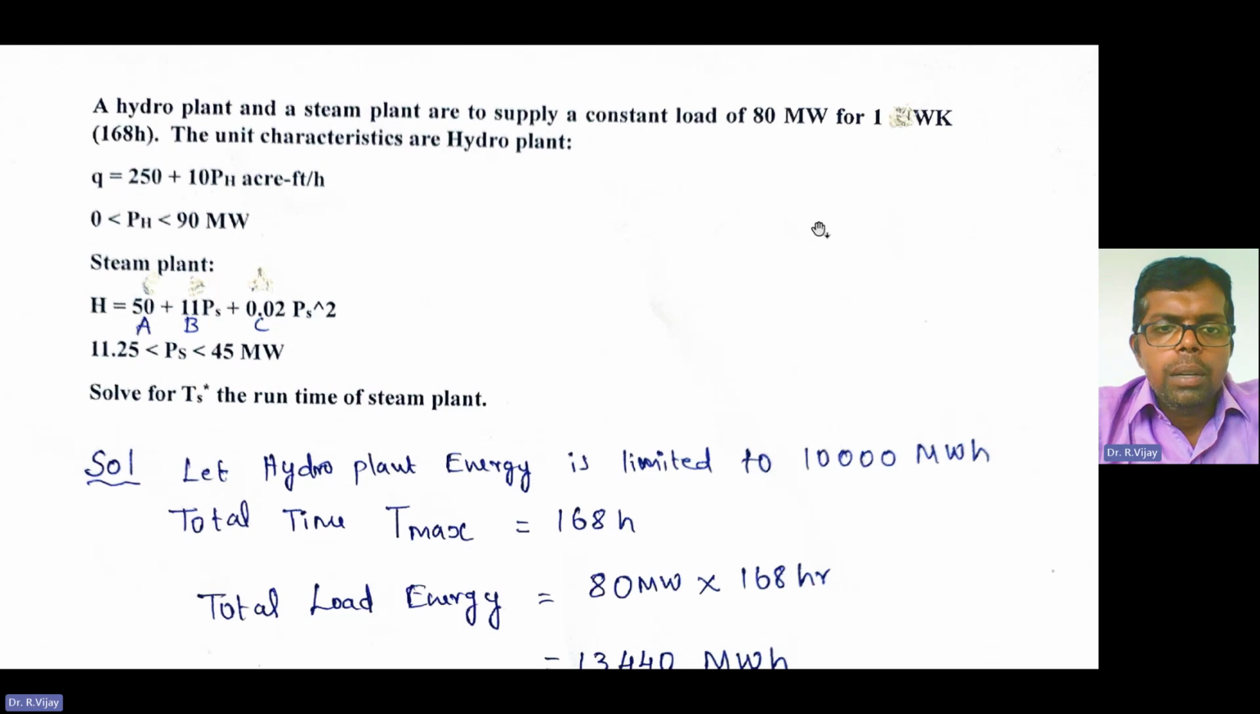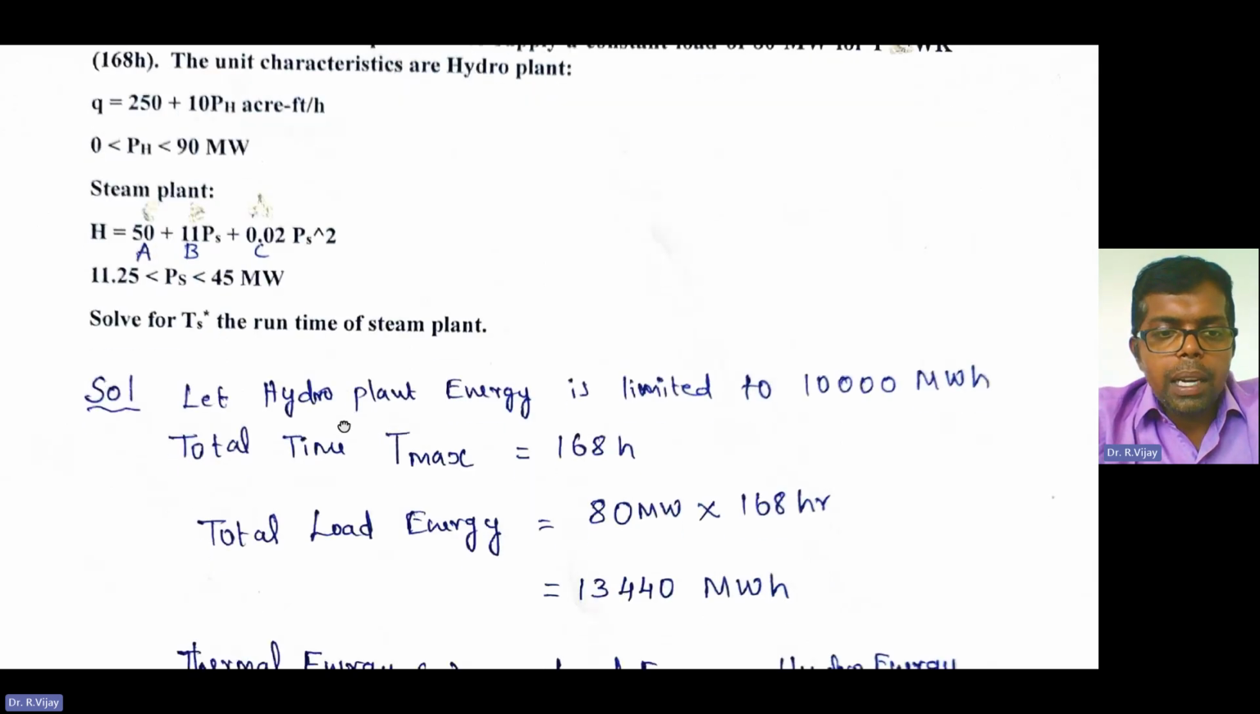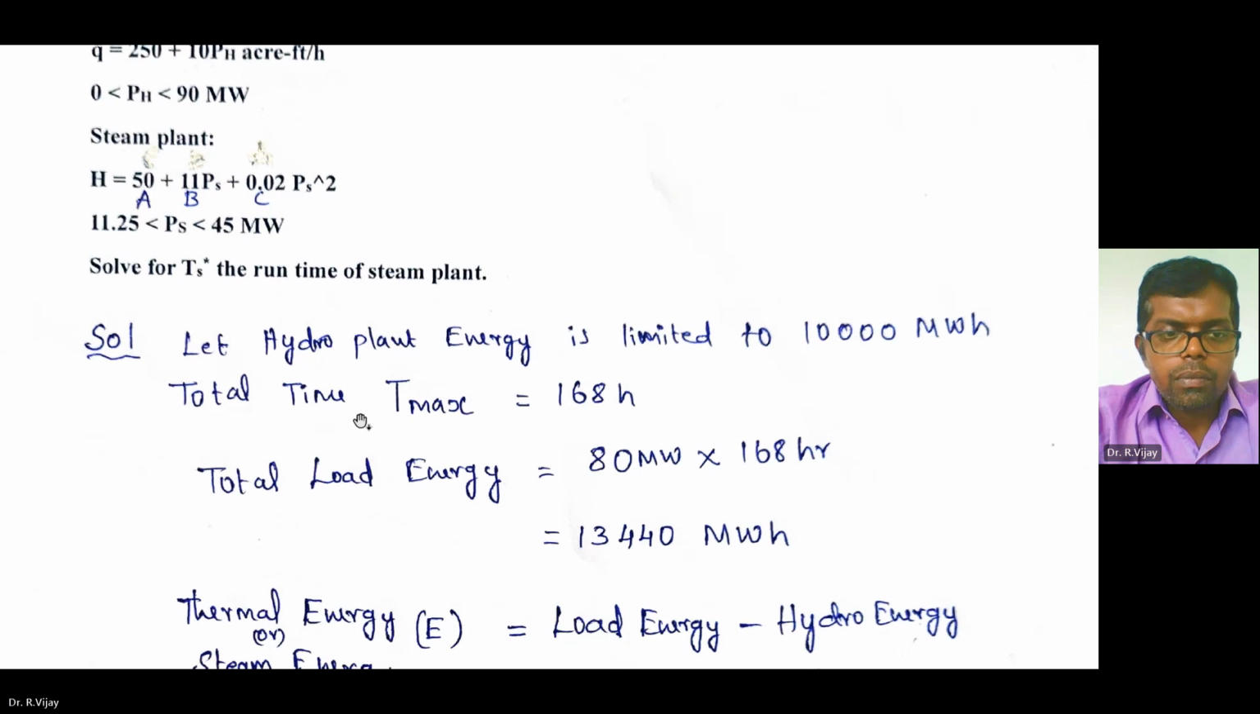Good morning, one and all. Today we are going to solve a simple problem in hydrothermal scheduling, in which we are going to find out TS star. Already we have discussed hydrothermal scheduling in our previous classes, the optimal steam power generated from the hydropower plant. So here TS star is nothing but the total time taken by the steam power plant.